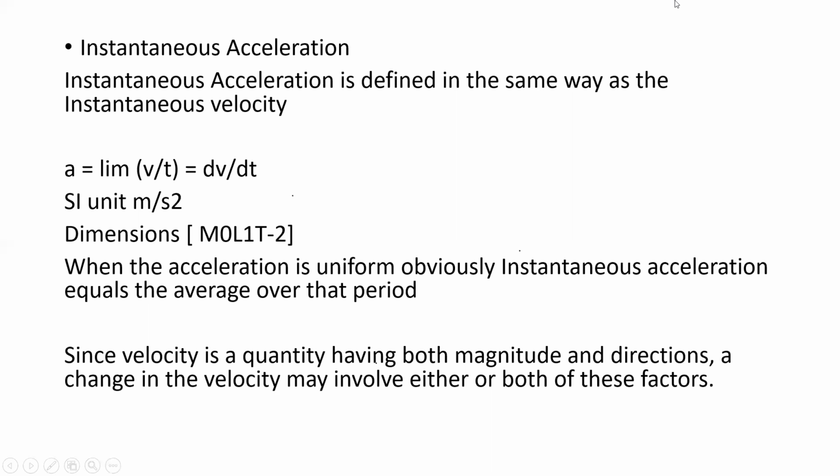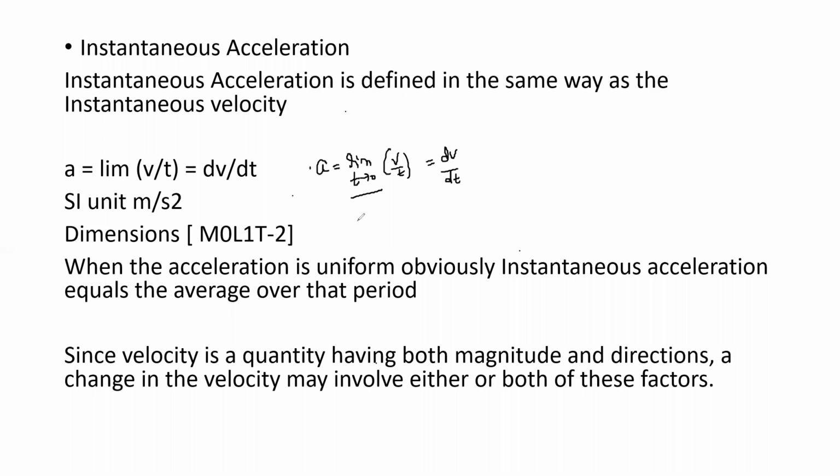Here we write it as instantaneous acceleration, limit t tends to 0 of v divided by t. So this can be written as dv divided by dt. This is nothing but instantaneous acceleration. Here you can see as the t tends to 0. So this shows that it is the instantaneous acceleration. Means in that instant of time, what is the acceleration of the body?